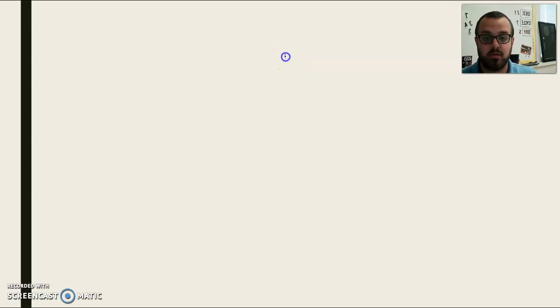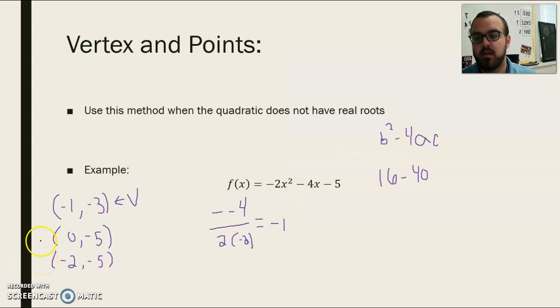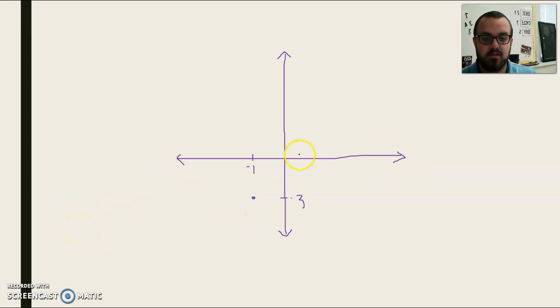So let's draw ourselves an XY axis. And I'm going to plot these 3 points. So my first point I'm going to plot is going to be negative 1, negative 3. I'll go out to wherever I say negative 1 is. I'll go down to the negative 3. And I'll put my point here. I then see I have 0, negative 5. So we'll be at 0. We'll go down to, we'll call this negative 5. And I'll put a point there. And then I also have negative 2, negative 5. We'll go out where we say negative 2 is. Go down to negative 5 and put a point there.